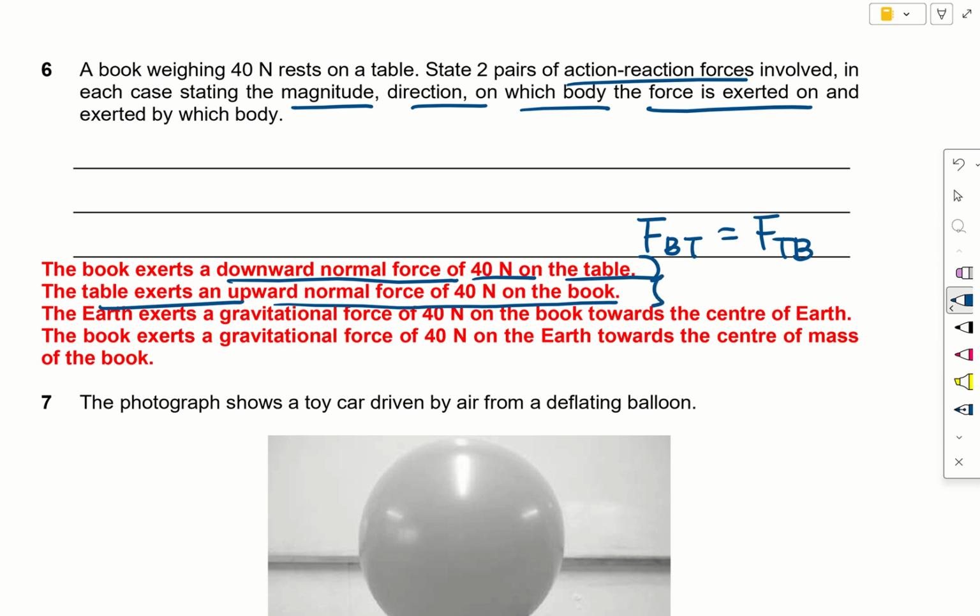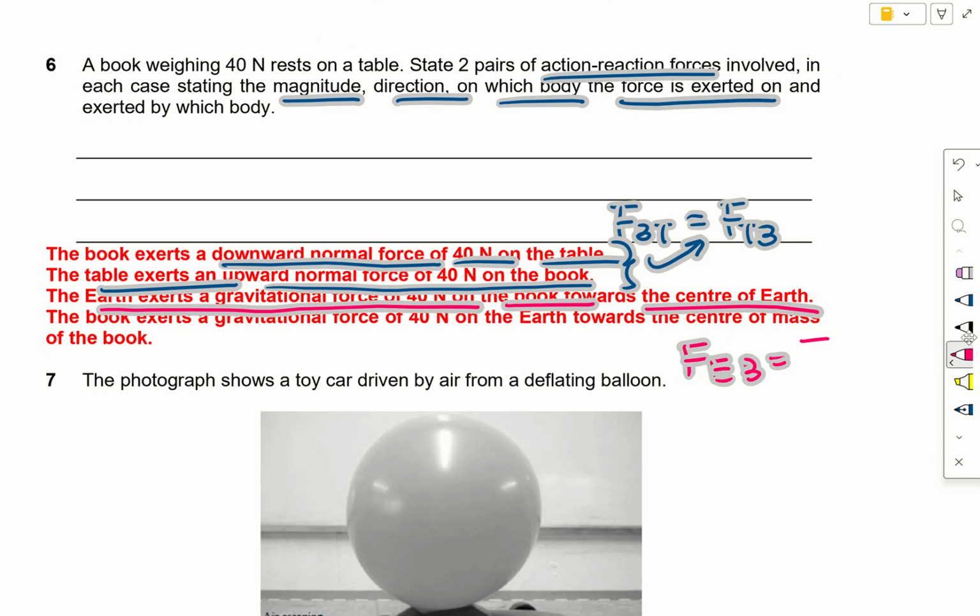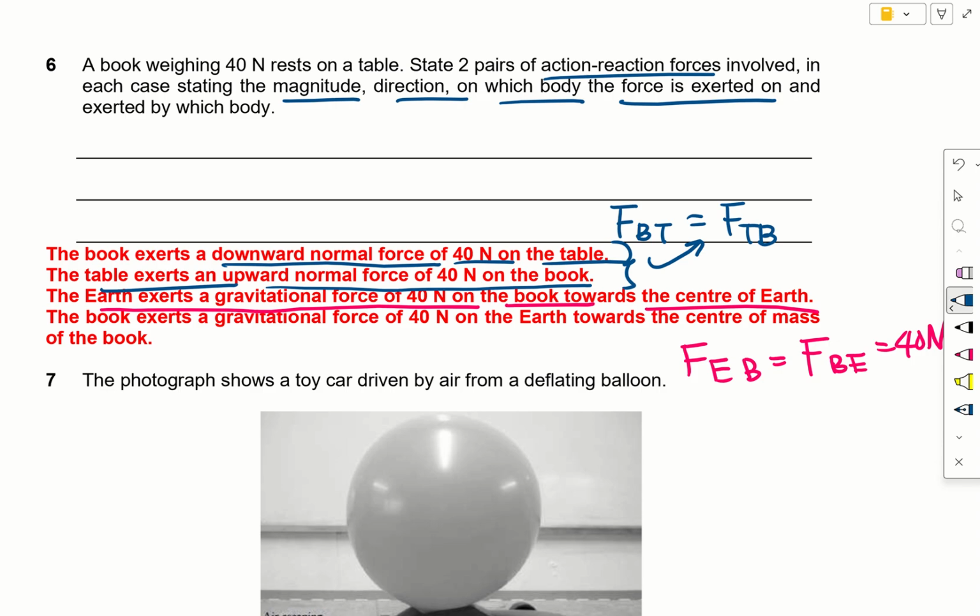Okay, so this is for the first pair. Now, second pair, the earth exerts a gravitational force of 40 newton on the book towards the center of earth. So this is F, earth on book. Since it's the third law, the forces must be equal but act on opposite bodies, so it must be F, book on earth, and it is also equal to 40 newton.